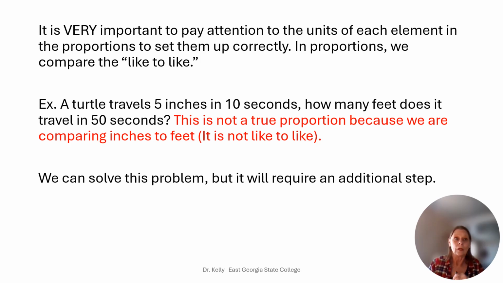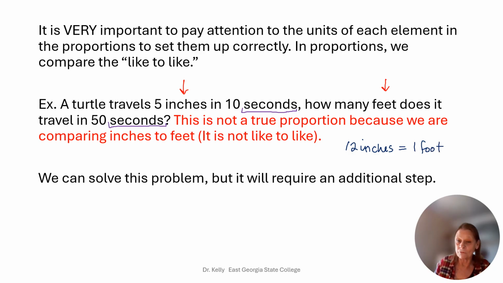Now check this out. We're talking seconds to seconds, which is not a problem. Seconds to seconds, so that is like to like, but this is asking us to go inches to feet. And inches to feet is not like to like. Okay, now we can solve this equation because we know that 12 inches equals 1 foot, and we'll be able to get the final answer. But I want to make the point that this is not the perfect proportion here, and we're going to have to do an additional step.